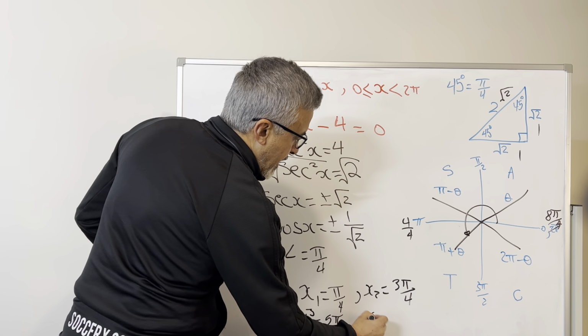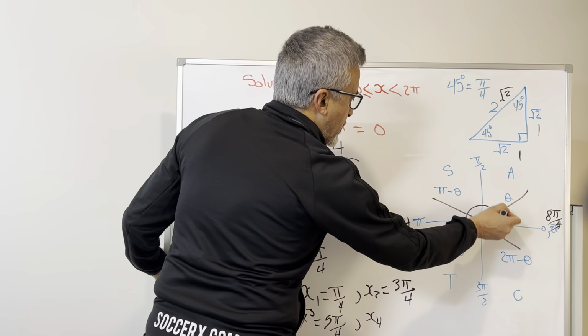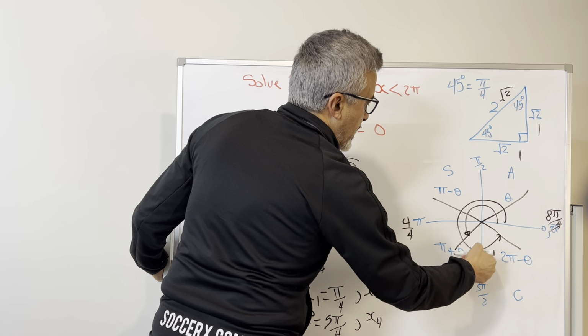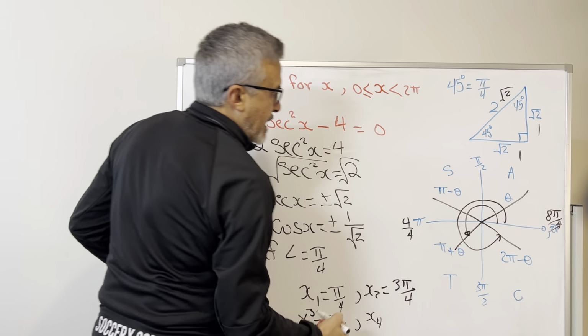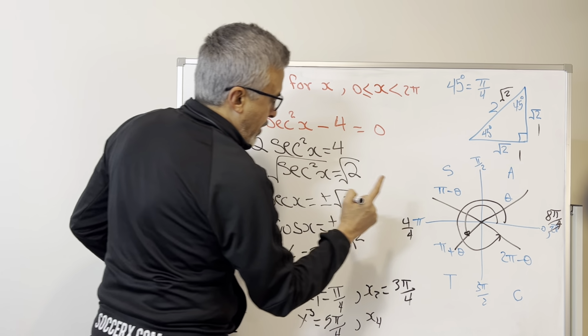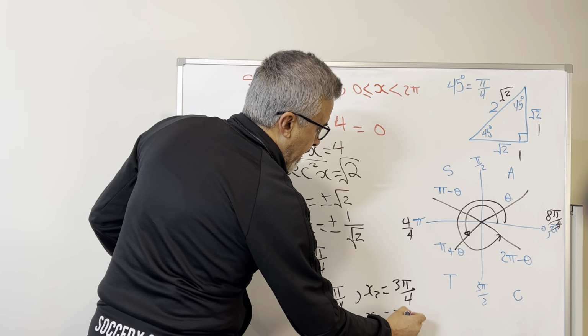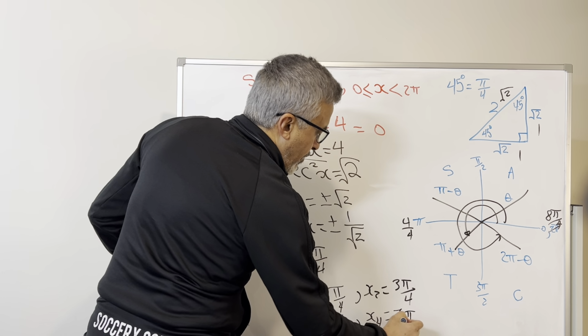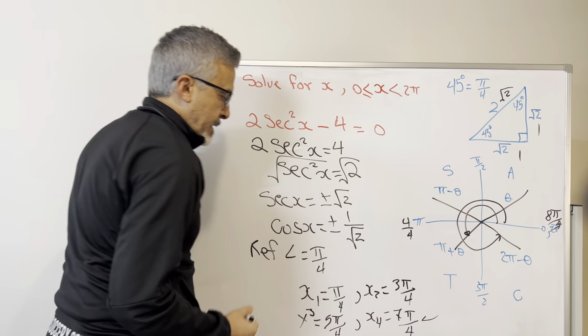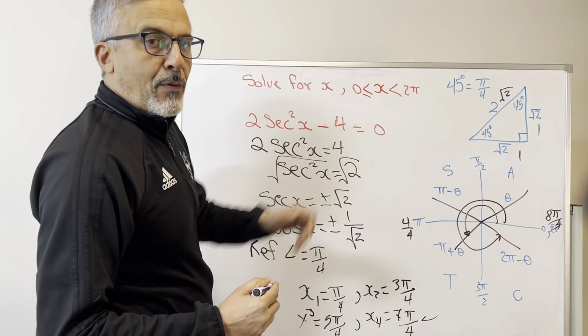And x4, the last angle, which is right here, if you're in this quadrant, you go 2 pi minus the reference angle, so that's 8 pi over 4 minus the reference angle, which is pi over 4, and that will give you 7 pi over 4. And that is the answer for this kind of question.